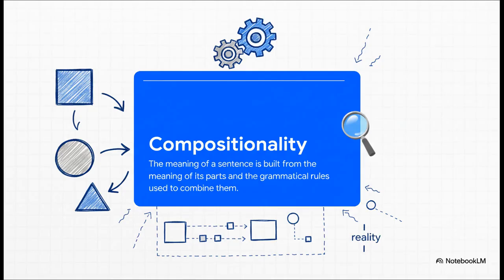Now, this all works because of a core principle in linguistics called compositionality. It's this idea that the meaning of a sentence isn't just some random mashup. No, it's systematically built from 2 key things: the meaning of the words themselves and the grammatical rules you use to combine them. It's a predictable process, almost like math.